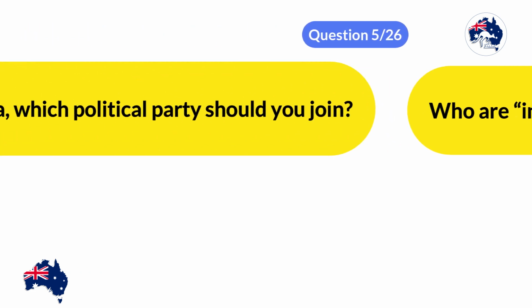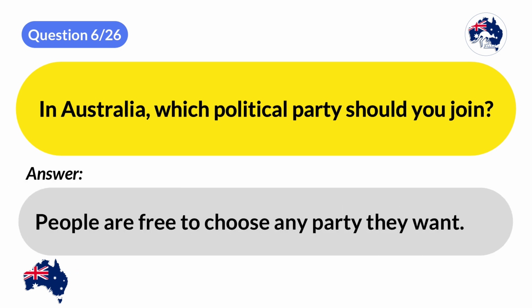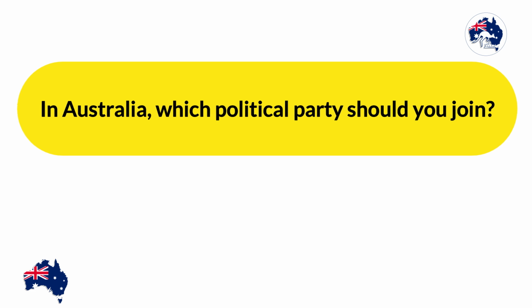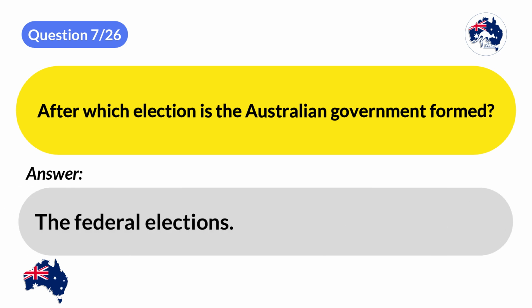In Australia, which political party should you join? People are free to choose any party they want. After which election is the Australian government formed? The federal elections.